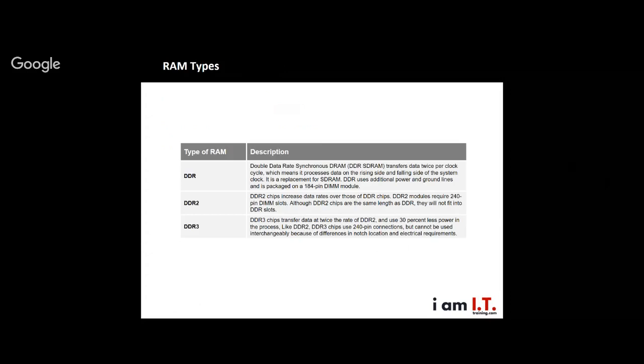But DDR literally stands for double data rate, and so it's able to double the amount of data that is processed per clock cycle. And all that means is every time the system makes a decision or a process, this can actually do twice the work.